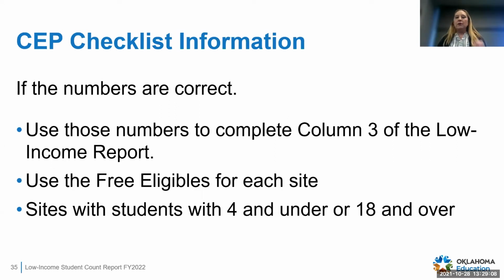So once you get all those numbers and they're correct, then you're going to use those numbers to complete column 3 of the low income report. You're going to use your free eligibles for each site. You're going to get your students that are under 4 and over 18 in the right columns for the free and reduced eligibles.